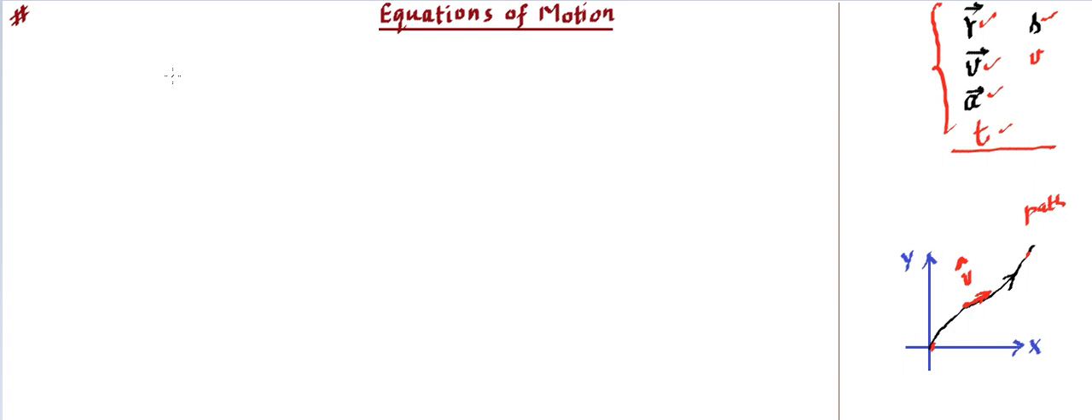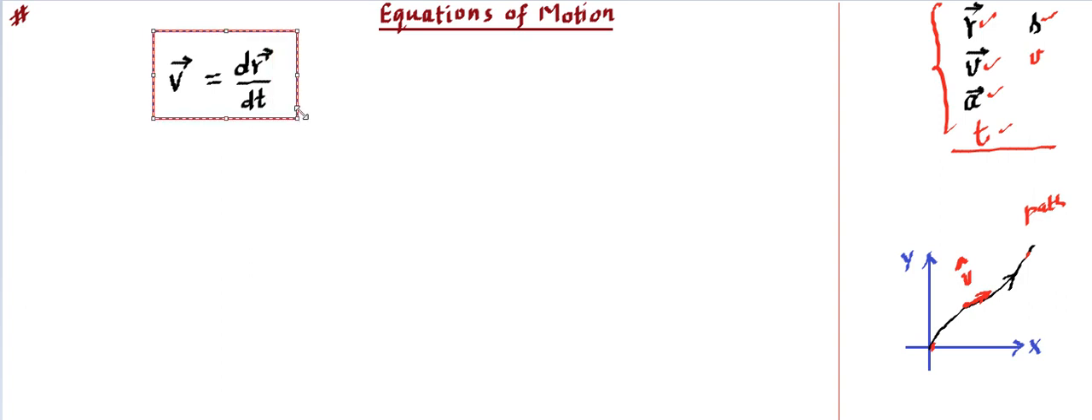Let's start with the definition of velocity. It is defined as the rate of change of displacement or position over time. So this becomes one important equation of motion: v = dr/dt is one equation of motion.